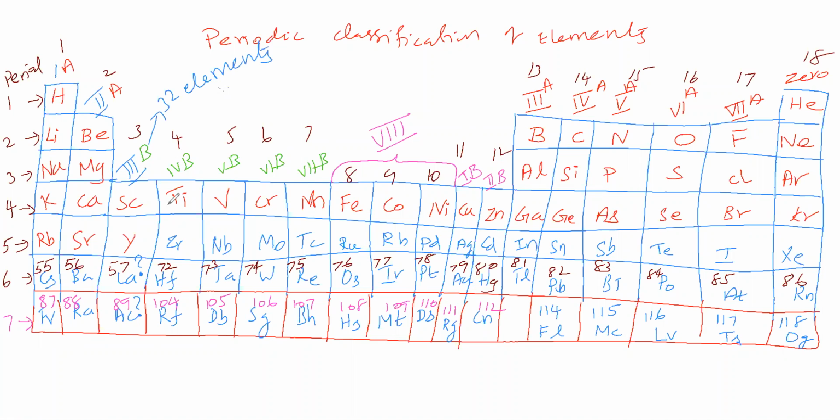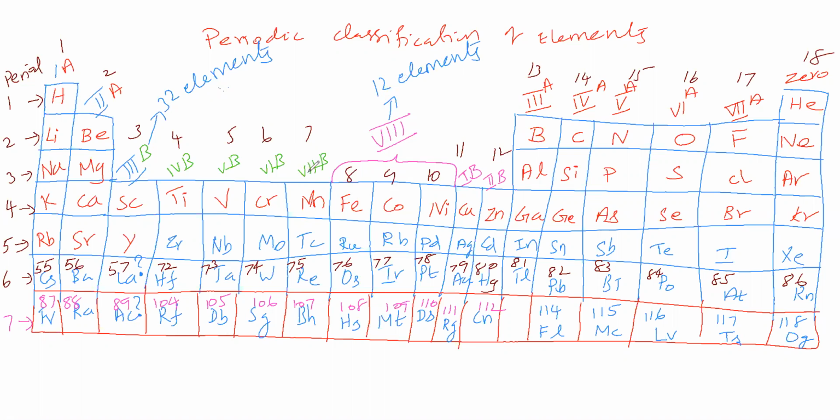Then group 4b: titanium, zirconium, hafnium, rutherfordium, so 4 elements. Group 5b: vanadium, niobium, tantalum, dubnium, 4 elements. Like this, group 6 has 4, group 7 has 4. Then the European system 8th group, in the sense iron family, cobalt family, nickel family, totally 12 elements.